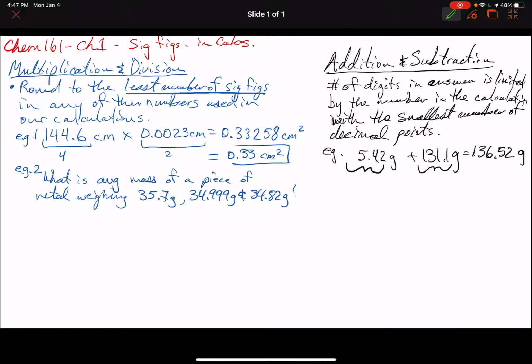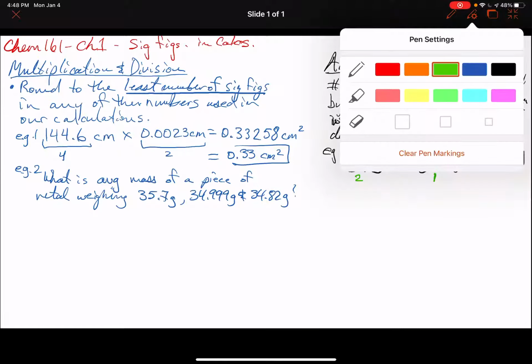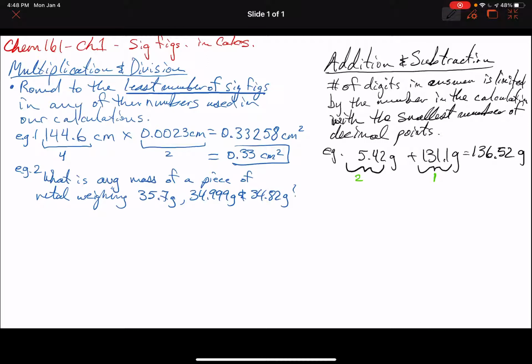So number of decimal places this time, we've got 2 decimal places, the 4 and the 2, establishing 2 decimal places there. In this case, we've got 1. We're in the tenths in the 131.1. So this is telling us for addition and subtraction that we report our final answer out to a number that is reflecting the least number of decimal points.